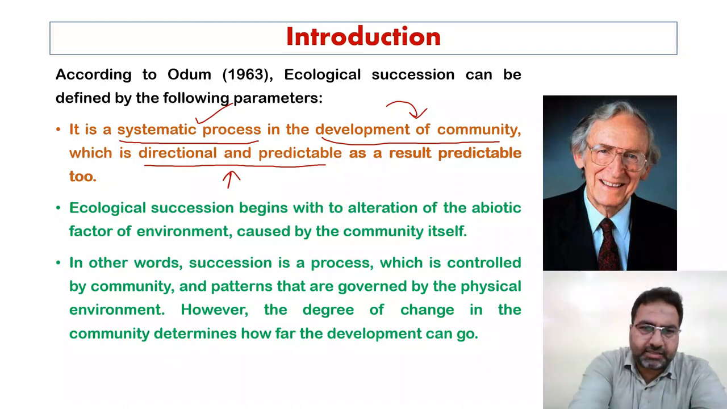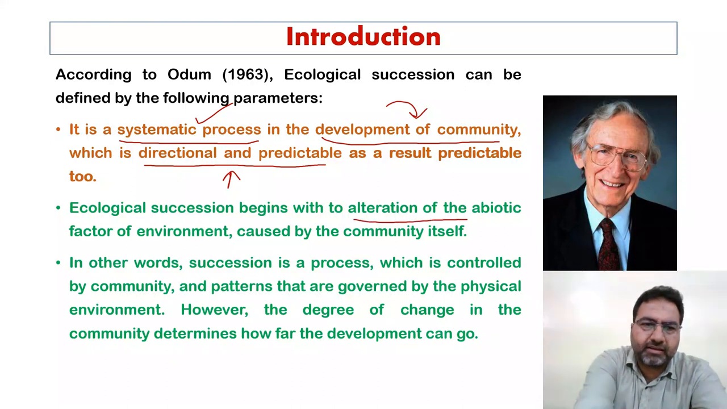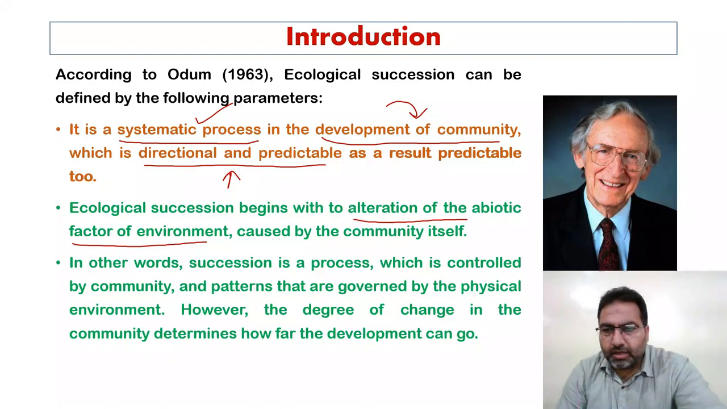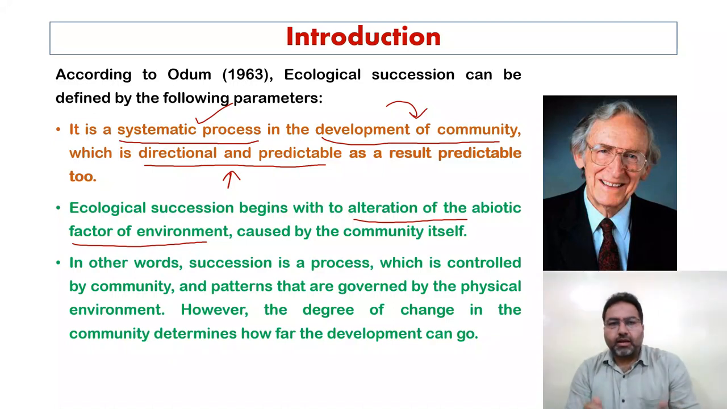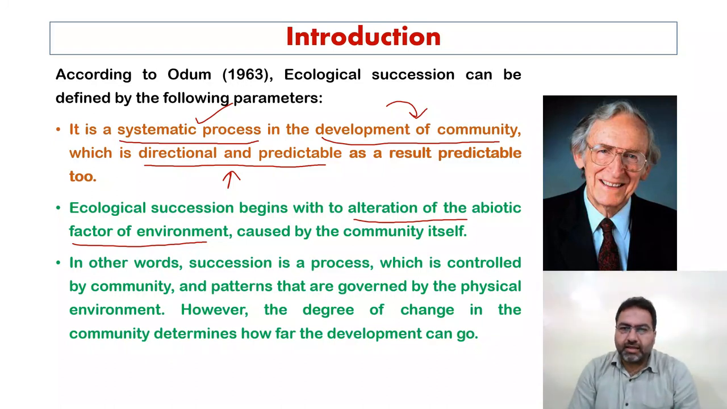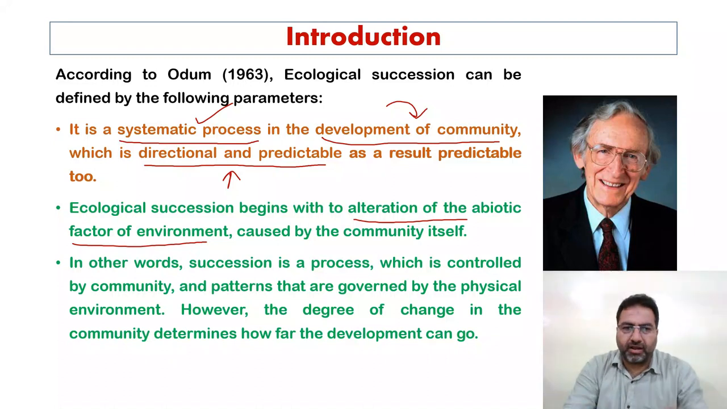Then ecological succession begins with alteration of abiotic factors of the environment. It is not only alteration in other processes, but when ecological succession begins, there is alteration of abiotic factors of the environment because of the community itself. So ecological succession begins with the alteration of the abiotic factors of the environment, which is caused by the community itself.